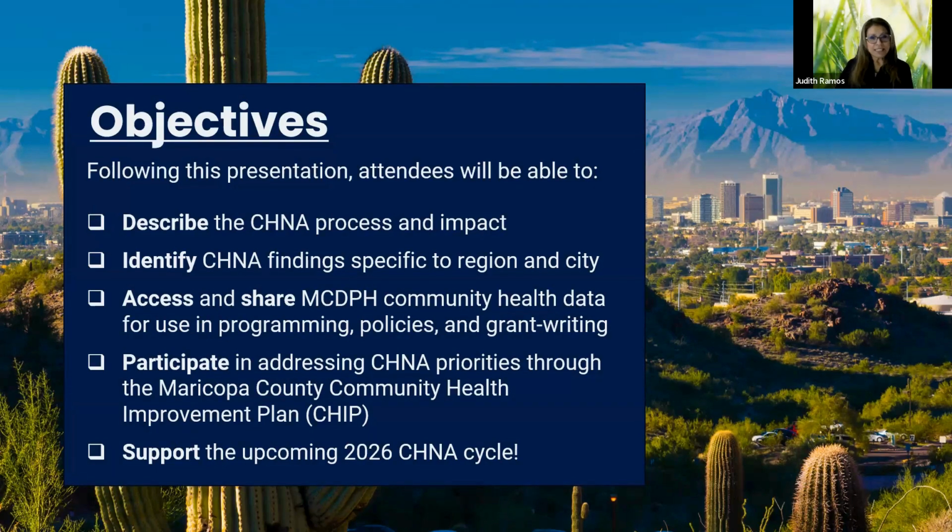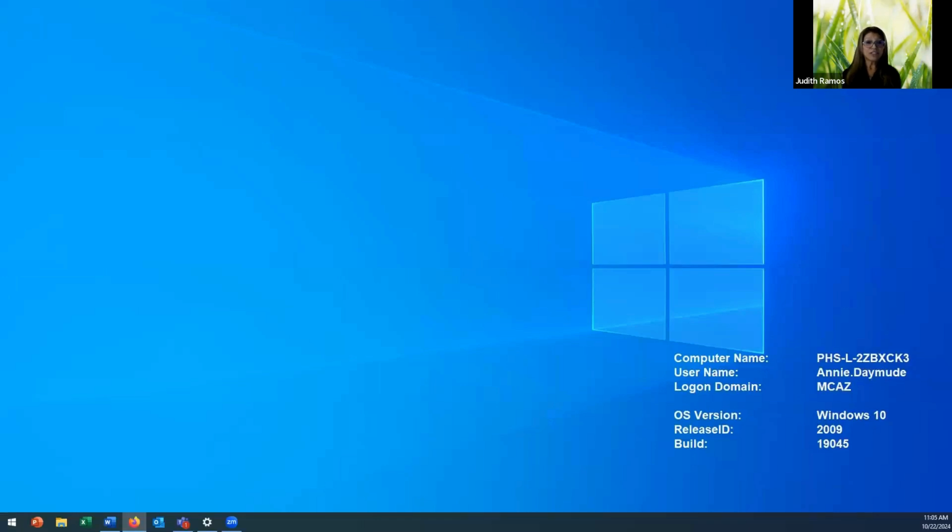We also are going to share with you the programming, the policies, and the grant writing that we went through to get some of the items that we utilized, how it was set up, and the policies we had to follow in terms of how we presented the survey and how we gathered the information. It's very important. You will be able to see your regional and city profiles individually, and those are going to be available to you after the presentation. We're also going to ask you to participate in addressing the Community Health Needs Assessment priorities through the Community Health Improvement Plan. Annie and Jessica will discuss that in more detail, and then how you can support our upcoming 2026 Community Health Needs Assessment cycle.